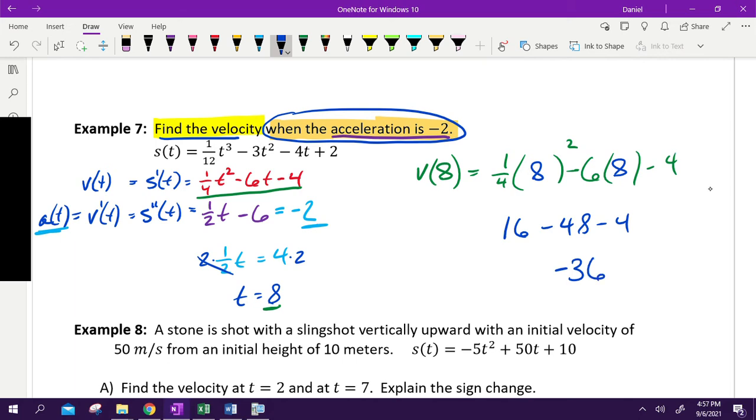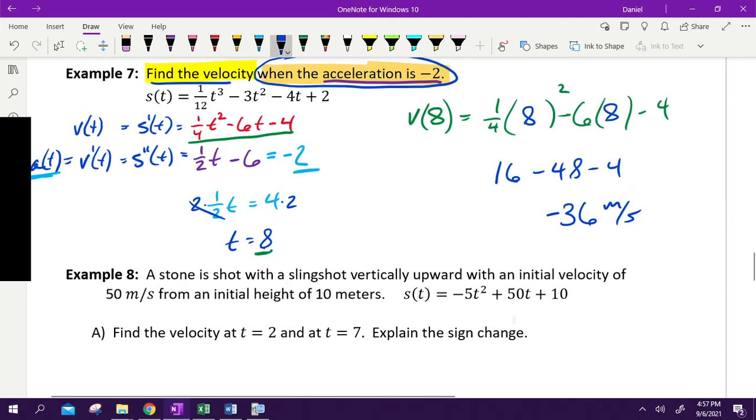It didn't give me units. We could easily say the units are something like meters per second or miles per hour or something along those lines. All right, so again, we found the velocity when acceleration is -2, so we set the acceleration equal to -2 and then plug back into velocity.